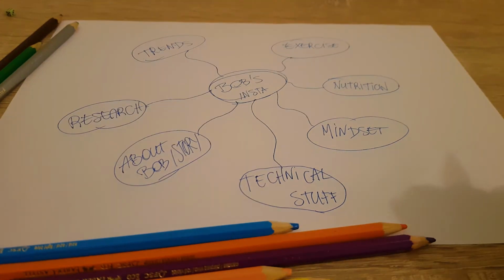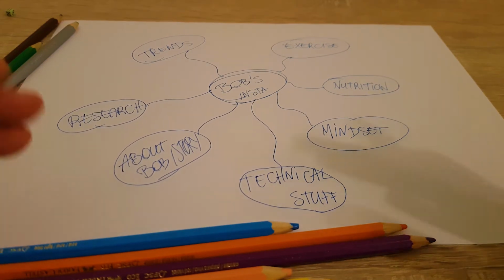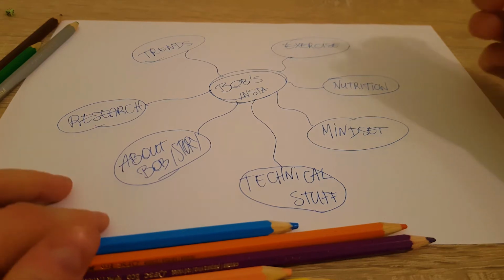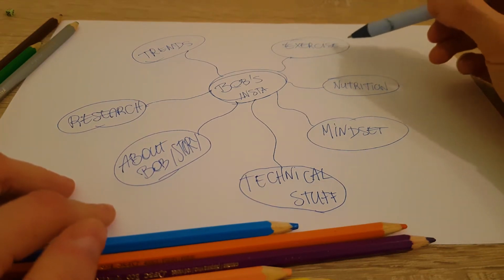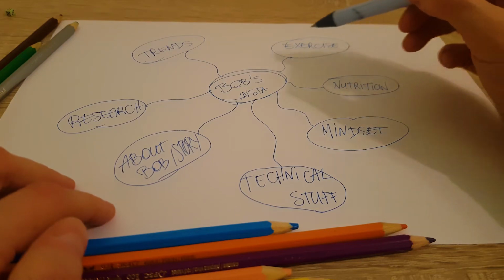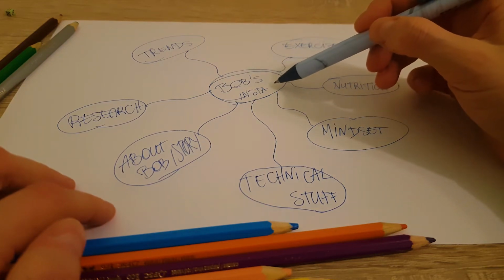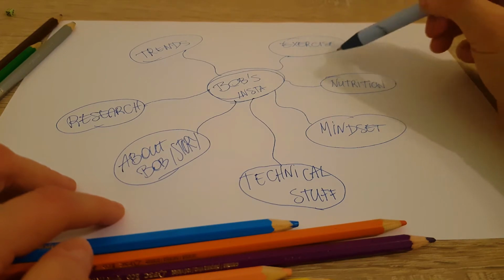The next step, maybe you already thought of that, is to continue the circles but around each of those topics. Just write down the next first ideas that come into your mind that would suit the Bob's Insta topic around each of these bubbles.